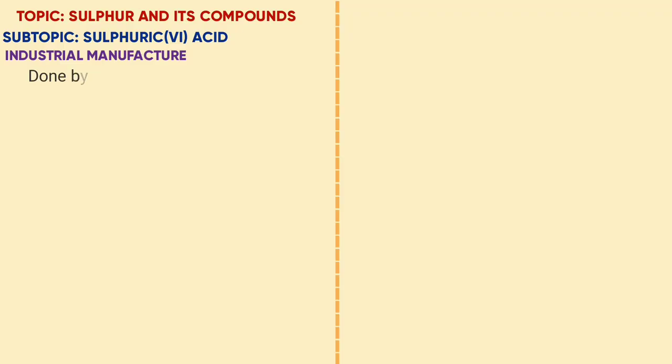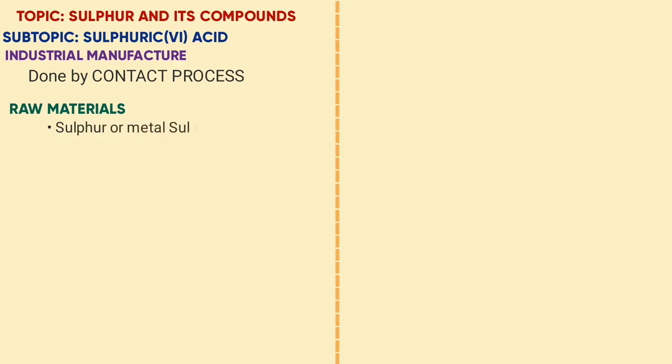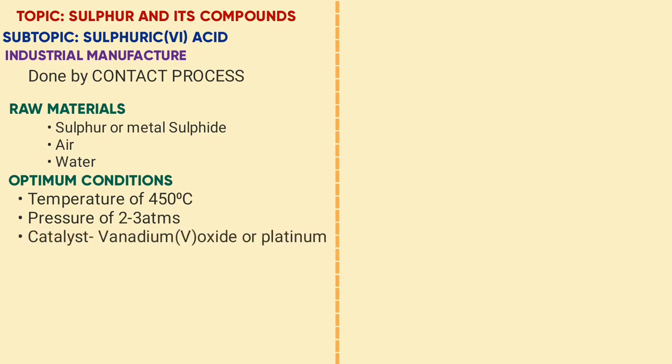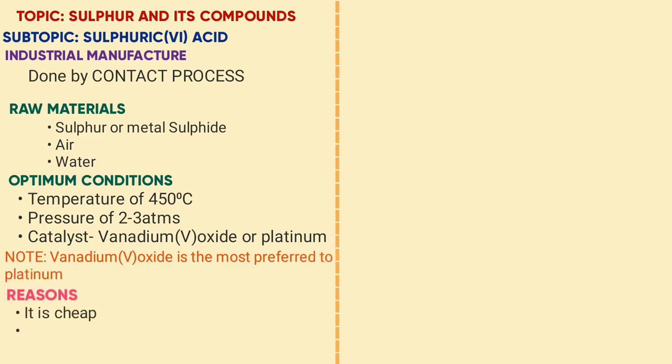The raw materials are sulfur or metal sulfide, e.g. zinc sulfide, air, and water. Optimum conditions are a temperature of 450 degrees Celsius and a pressure of 2 to 3 atmospheres. The catalyst used is either vanadium(V) oxide or platinum. Note that vanadium(V) oxide is most preferred to platinum. Reasons: it is cheap and it is less easily poisoned by impurities.